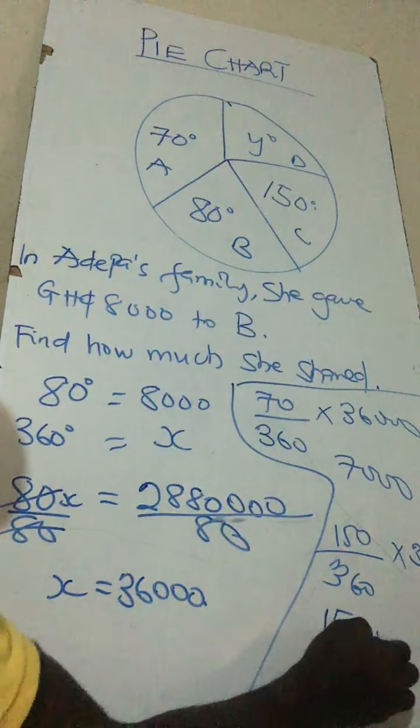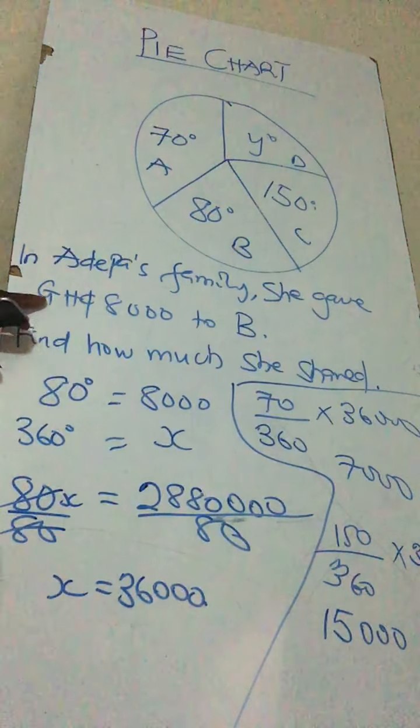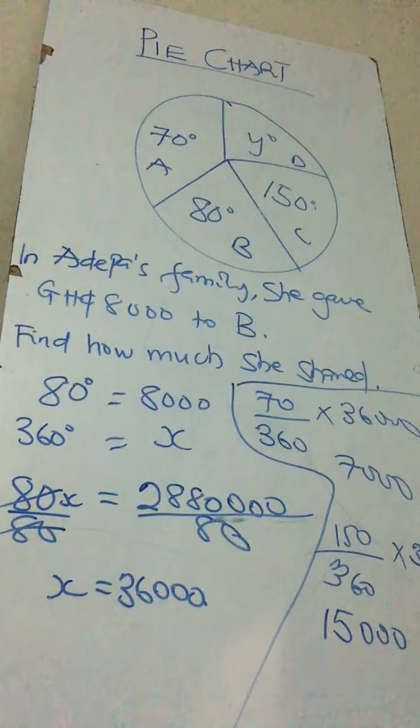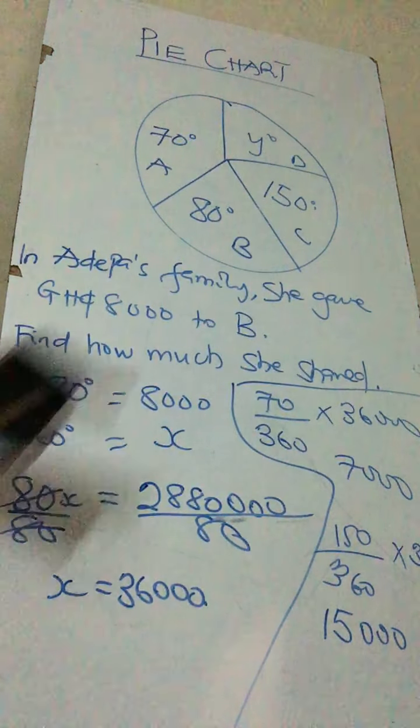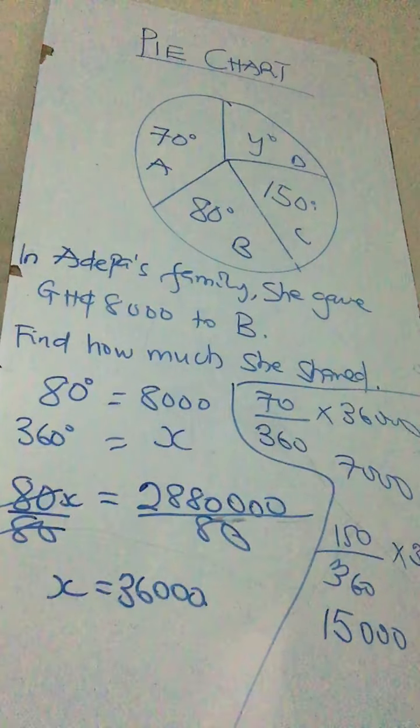So how much did A have? A had 7,000. How much did C have? C had 15,000. How much did B get? B had 8,000. So they can ask you, how much more did C have over B?